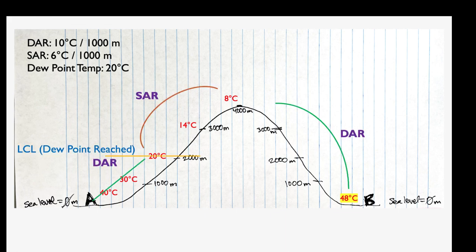To better define what I did, I've labeled the places at which rates are used. We first use the DAR until we reach the dew point temperature, also known as the LCL, or lifting condensation level. Past that, we switched to the SAR until we reached the summit. When we descended on the other side, we used the DAR the whole way down.